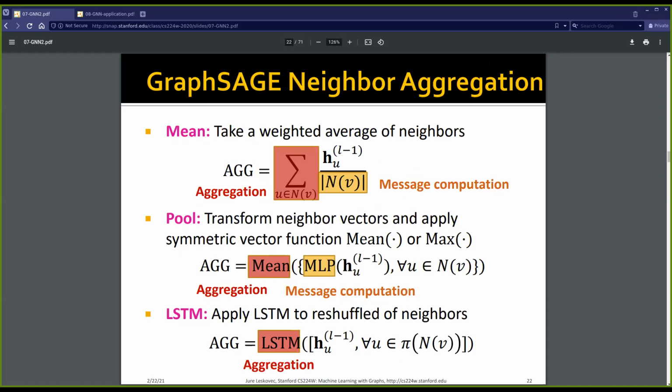And what can you do for the aggregation? The authors of GraphSage checked various ways. So for example, just take the mean, like previously, or do some pooling where you first transform the representations either with a single linear layer or with an MLP and then take a mean or a max, or you could do multiple passes through an LSTM with reshuffled neighbors, because an LSTM introduces some ordering and we do not really want ordering of the neighbors.